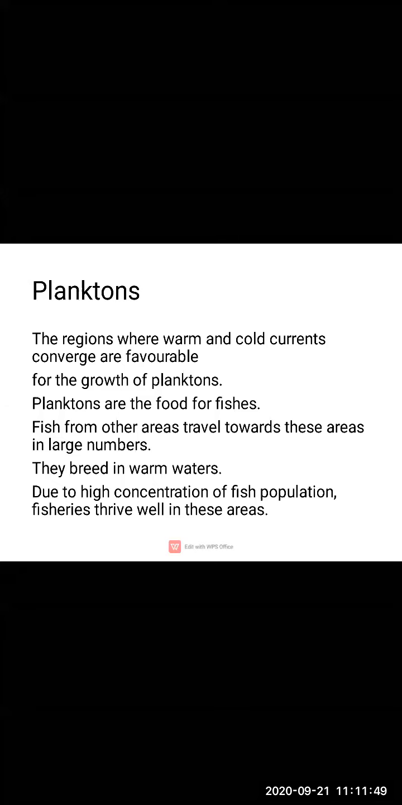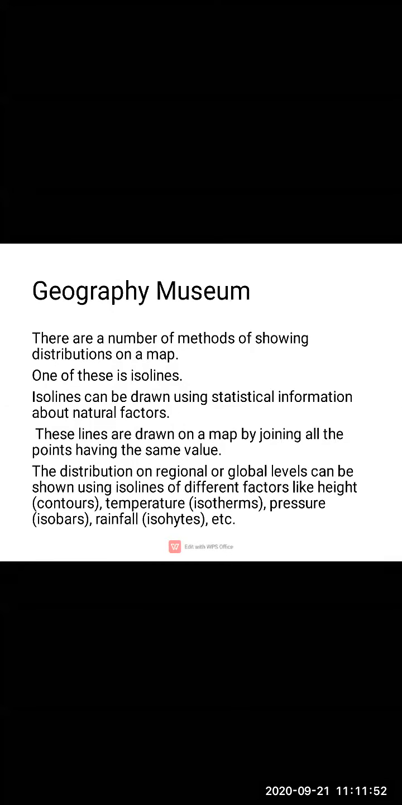Now moving ahead, we are going to study about the geography museum. Now see children, there are a number of methods of showing distribution on a map. We have studied in maps that there are physical maps, political maps, and thematic maps. There are also different methods used to show any information or data on the map.